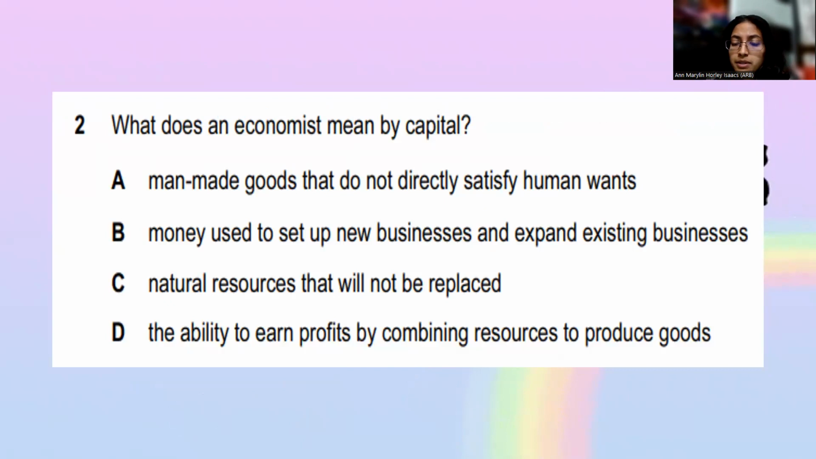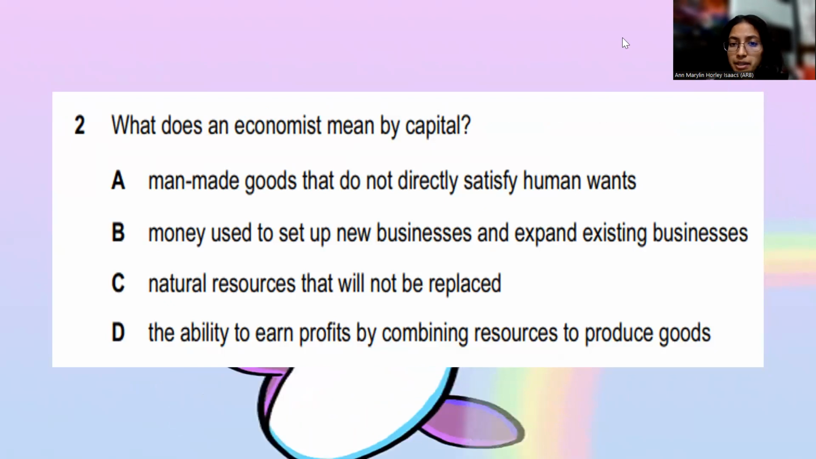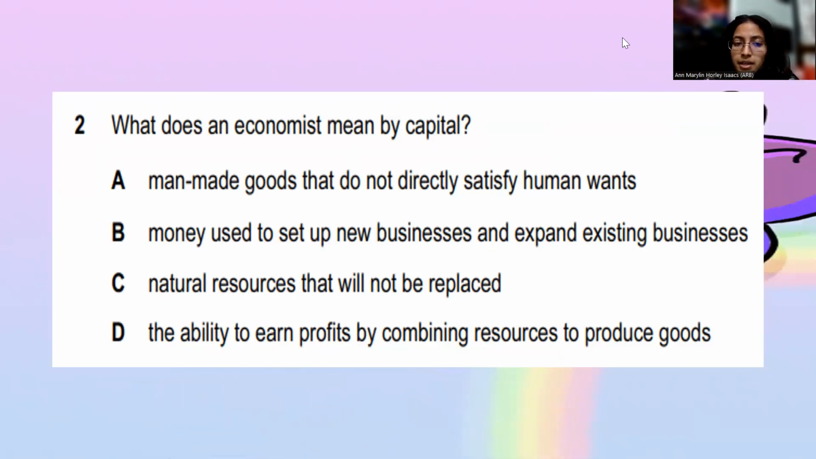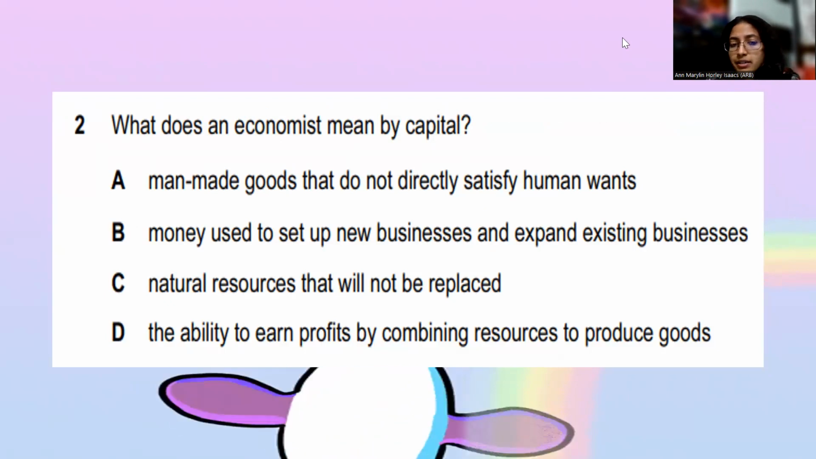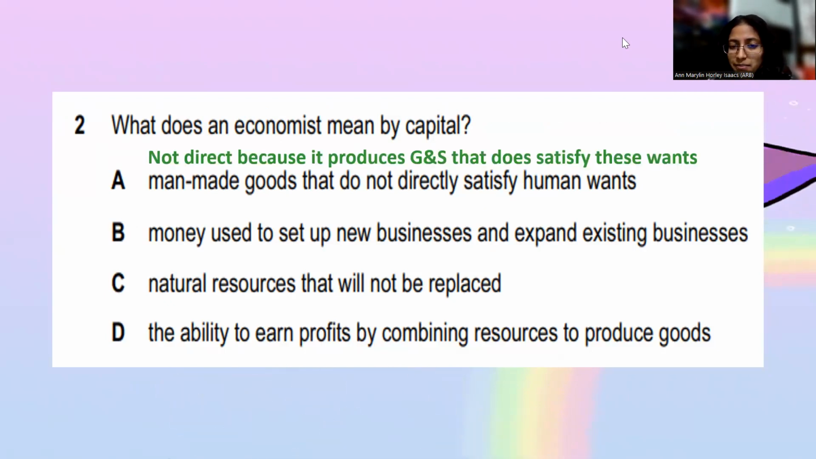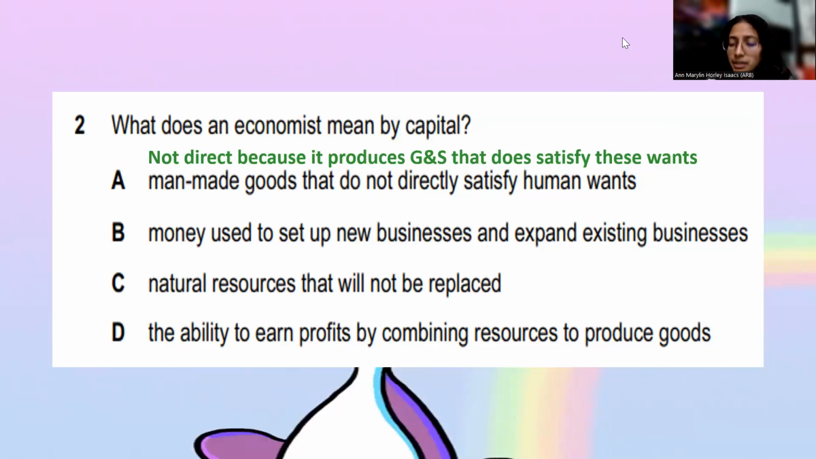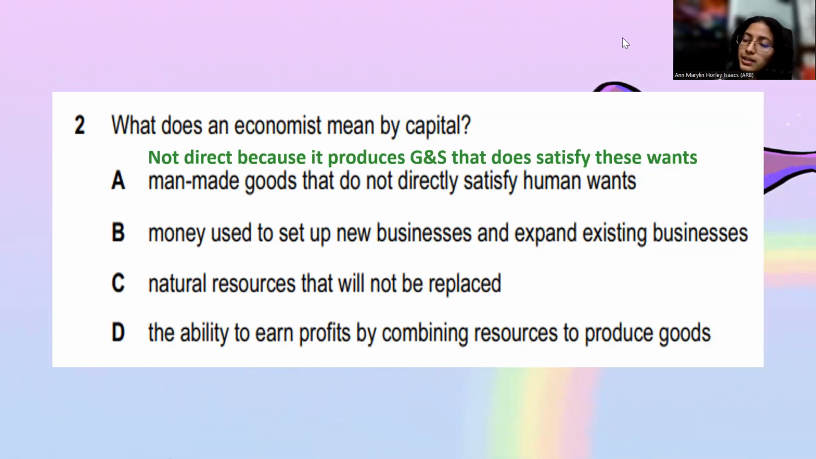What do economists mean by capital? Here we are talking about the factors of production: land, labor, capital, enterprise. So let's go through. Man-made goods that do not directly satisfy human wants. So it is indirect because it produces your capital. What is capital referred to in economics? It's a little bit different compared to other syllabuses. Capital here refers to your machinery and equipment. This machinery and equipment is not the final product that your business ultimately wants to produce.